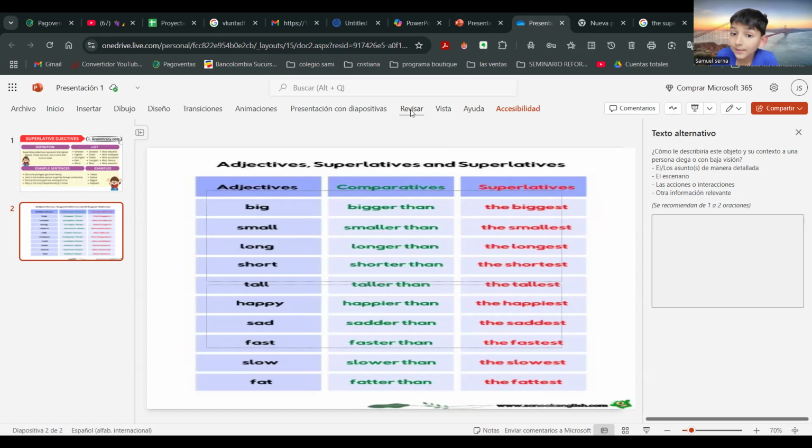But in the superlative, this toy is the smallest. This toy is the smallest. Okay?